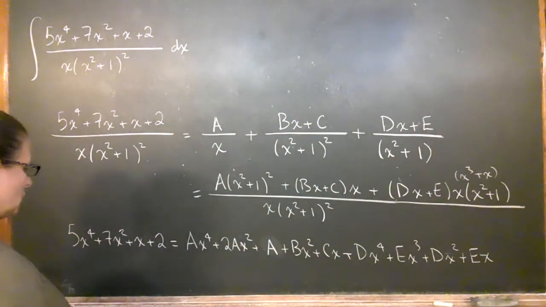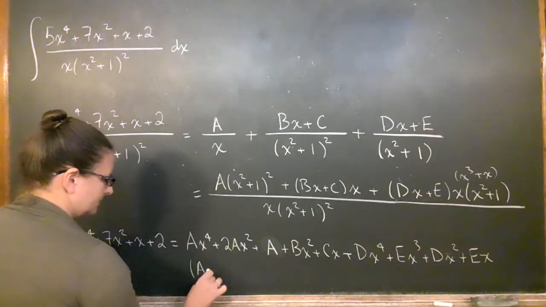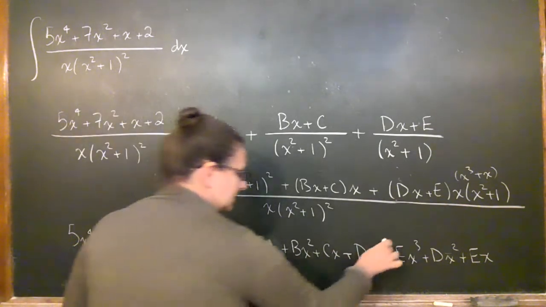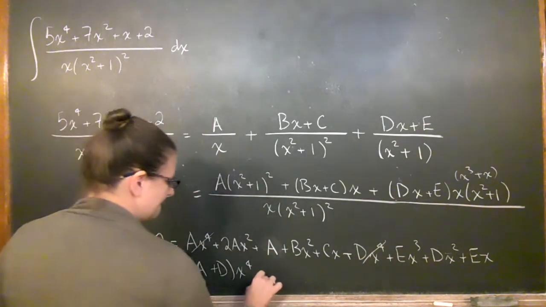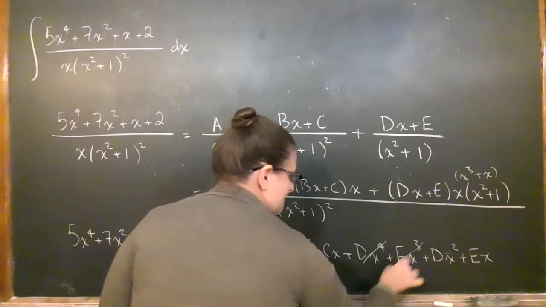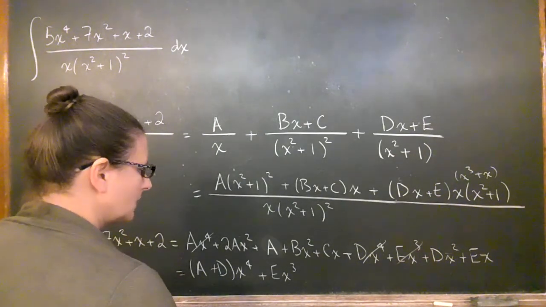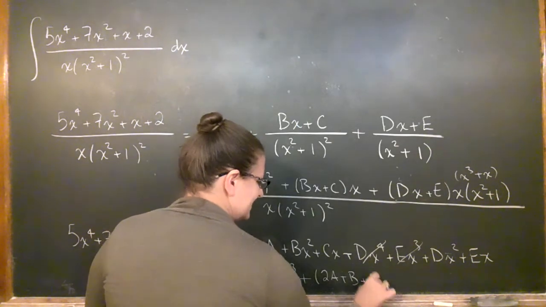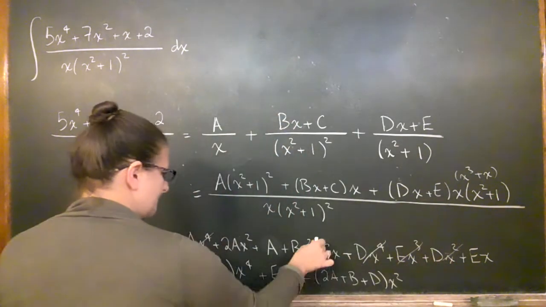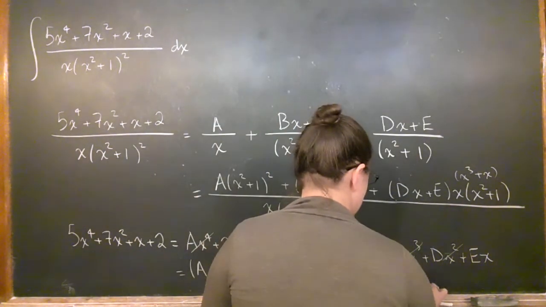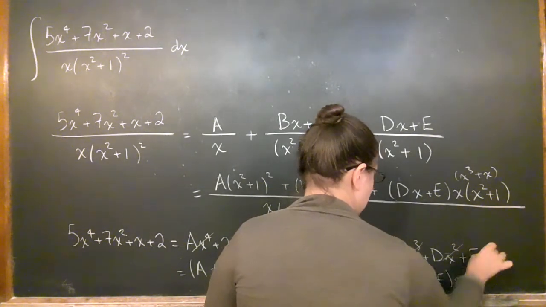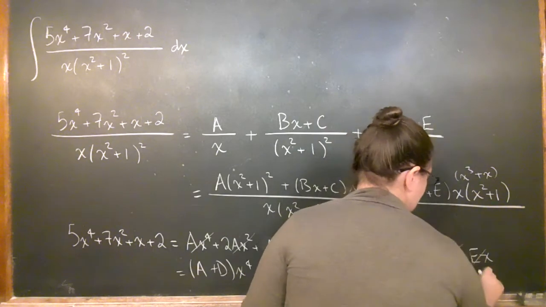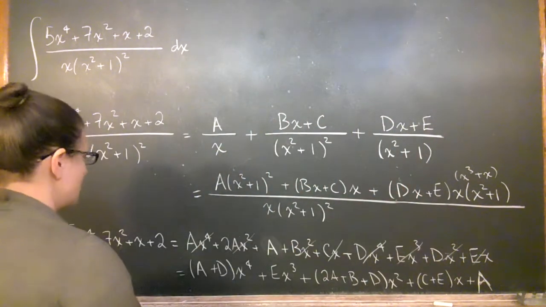So all that. For the x to the 4th, I have A plus D. For x to the 3rd, I have E. For x squared, I have 2A plus B plus D. For x, I have C plus E, right? And then for the constant, I just have A. Whoop, that doesn't look very good. That's A. All right, so let's put these up somewhere where we can see them.